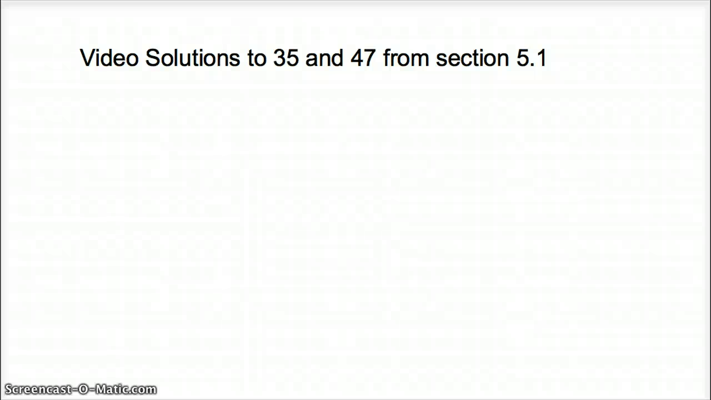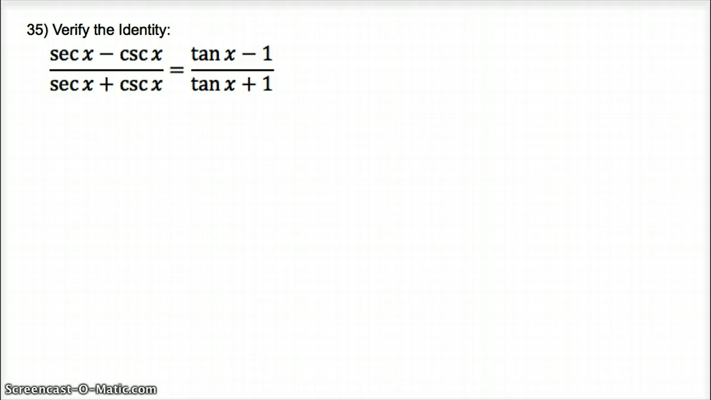In this video, we're going to take a look at questions 35 and 47 from section 5.1 and give you some solutions to those, more ideas to help make these verifying of identities a little bit smoother and easier for you. So let's take a look at 35. So we start with, we're trying to verify this identity.